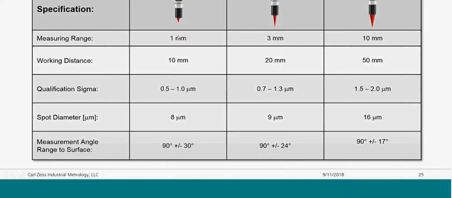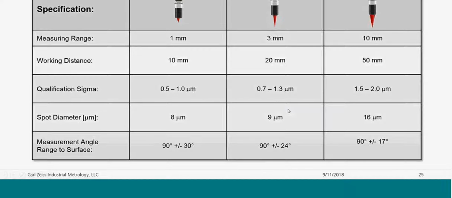So basically, if you were measuring a part with the smaller 1 millimeter measuring range dot scan, you would have to be 10 millimeters from the part in order to have focus. Well, if you're trying to reach down into a deep borehole, obviously 10 millimeters isn't going to be far enough to reach all the way down to the bottom. You may need something like a 50 millimeter. But like I was saying earlier, the more you increase that, the less accurate it gets. So you have to have a delicate balance of both.